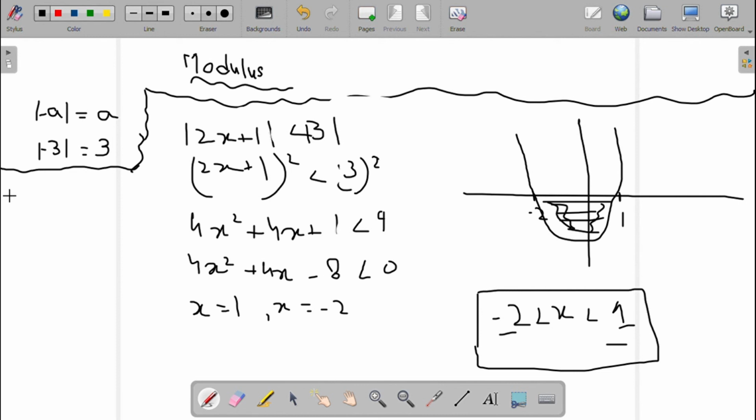So that's all we had for the modulus equations in this video. In the next video I will be covering the only small part remaining for the modulus, which is the graph of mod. So in the next video we will be covering that topic as well. That's all for this video.